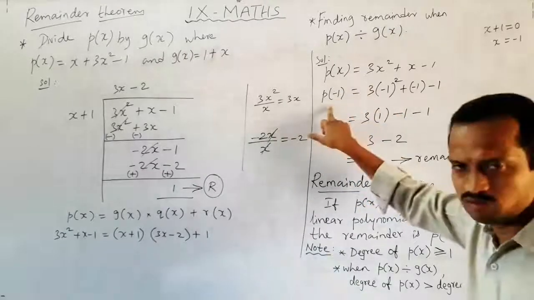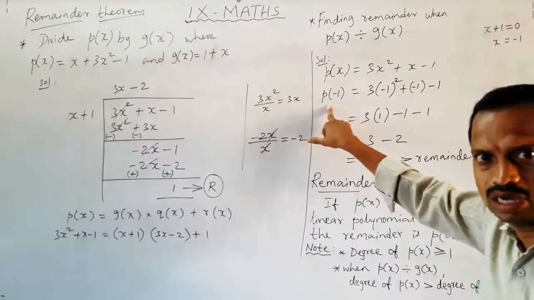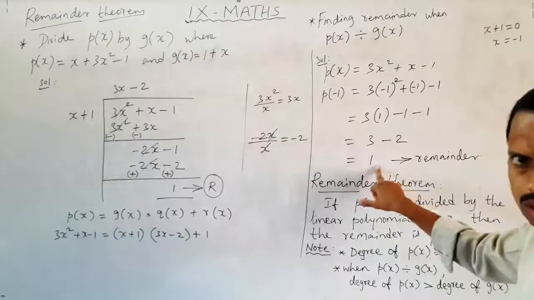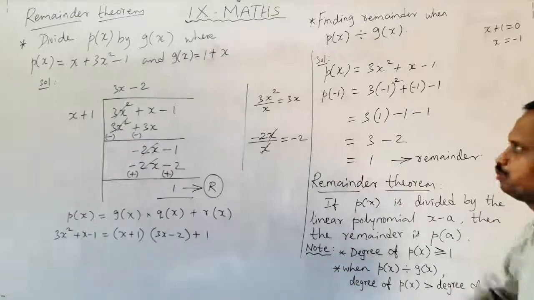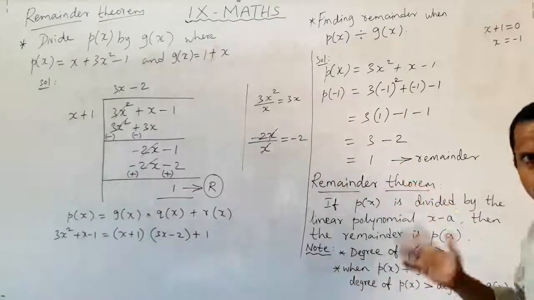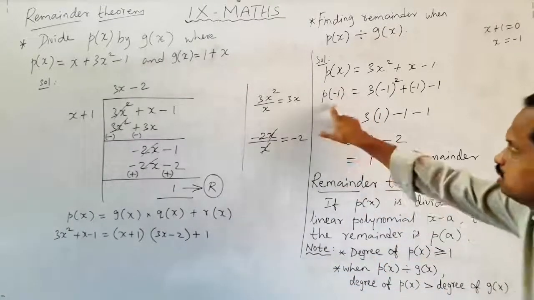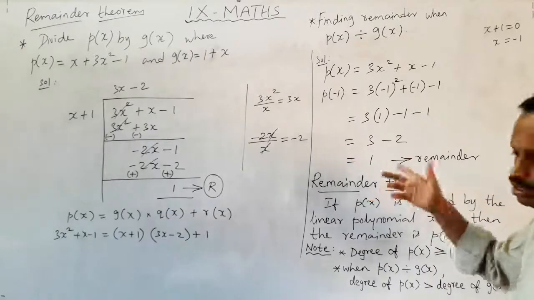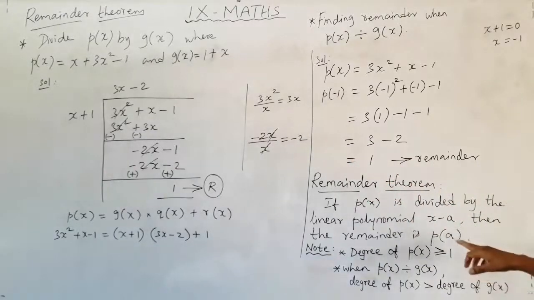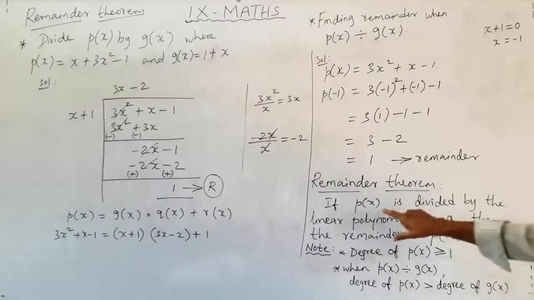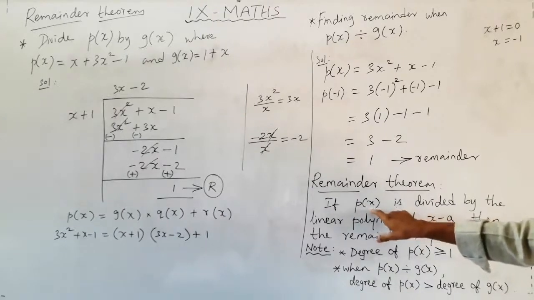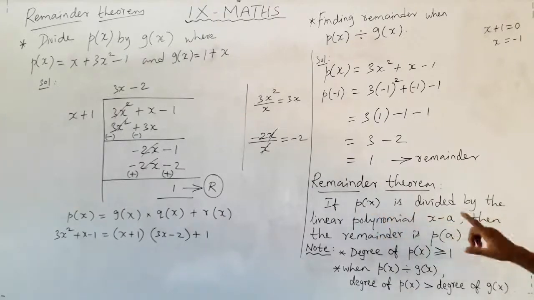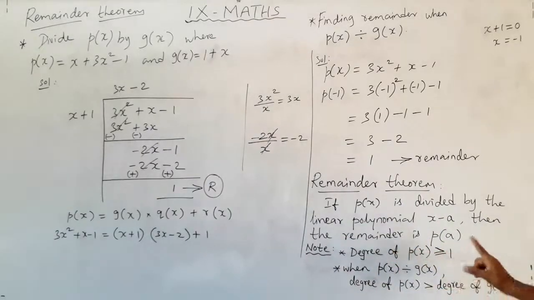The remainder is p of minus 1, and the value of p of minus 1 is 1, which is the remainder. Clear? So p of minus 1 is equal to 1. So this is the remainder value. Here, instead of x in the given polynomial, we put a, then p of a is the remainder. Clear? So the notable points: degree of p of x greater than or equal to 1.